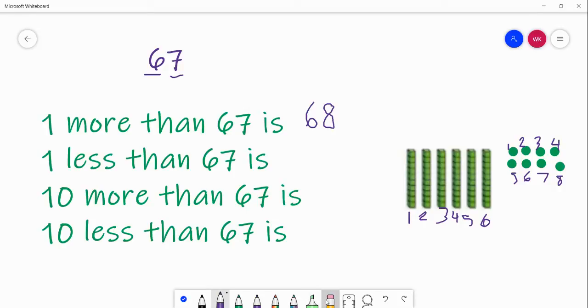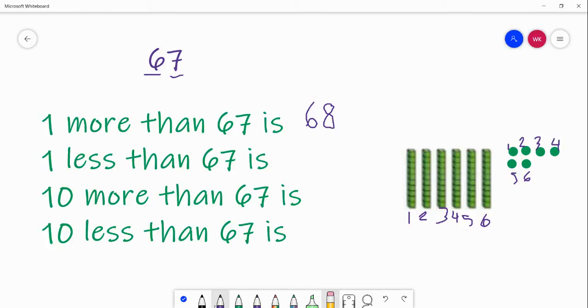All right, remember, you need to erase that one that you added because you always need to go back to your original number, which is 67. And we have done that. So now it says 1 less than 67. So we're only taking 1 away. So that means I'm going to erase one of our ones cubes.